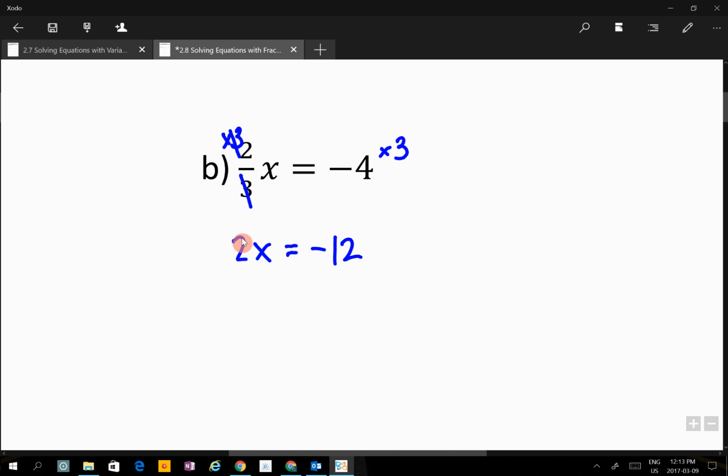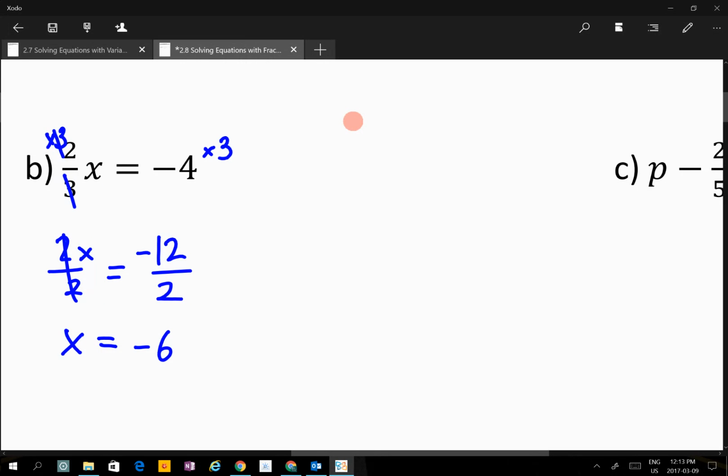Okay, and remember the goal is still to isolate x, so I have to deal with this 2. If I'm multiplying by 2, the reverse operation is to divide by 2. And you do it on both sides so that you can balance the equation. So here I should have 2x over 2 equals negative 12 over 2. So the 2's cancel, leaving me with x. Negative 12 over 2 is negative 6. Okay.